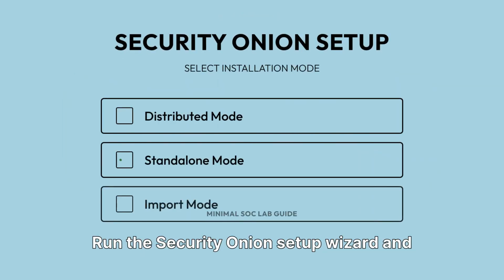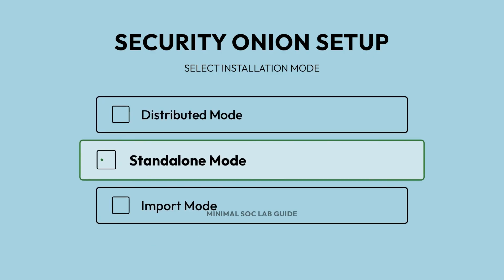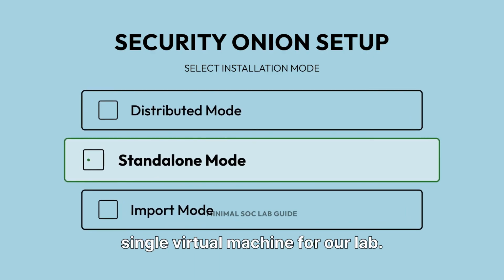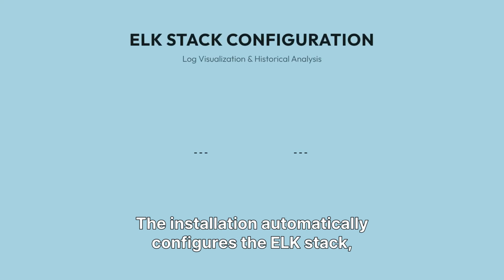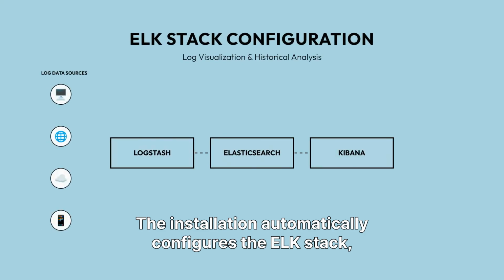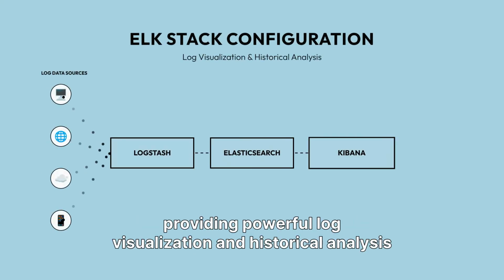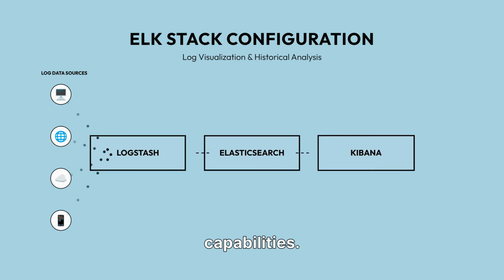Run the Security Onion setup wizard and select standalone mode. This integrates the entire stack into a single virtual machine for our lab. The installation automatically configures the Elastic stack, providing powerful log visualization and historical analysis capabilities.